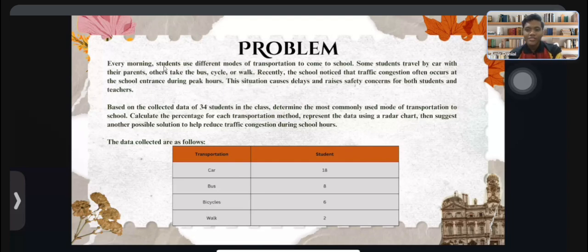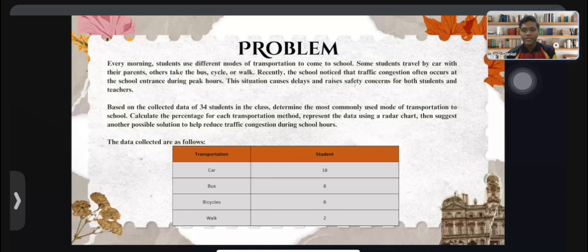Every morning, students use different modes of transportation to come to school. Some students travel by car with their parents, others take the bus, cycle, or walk. Recently, the school noticed that traffic congestion often occurs at the school entrance during peak hours. This situation causes delays and raises safety concerns for both students and teachers.